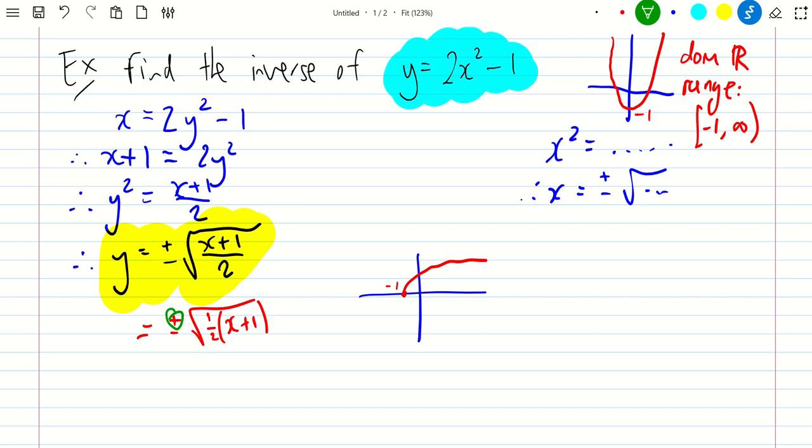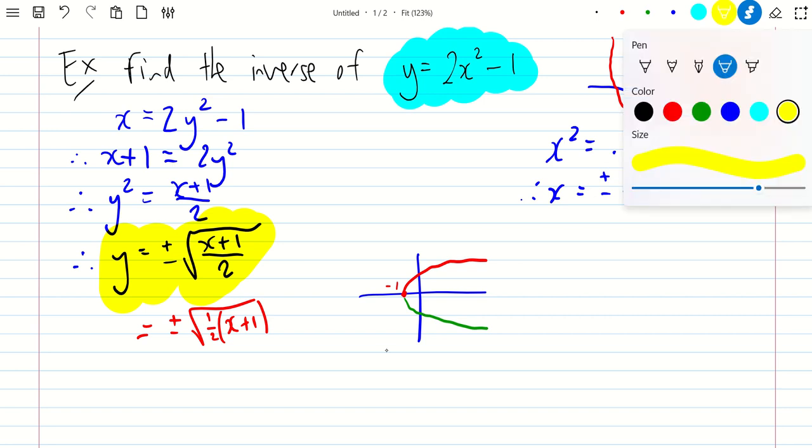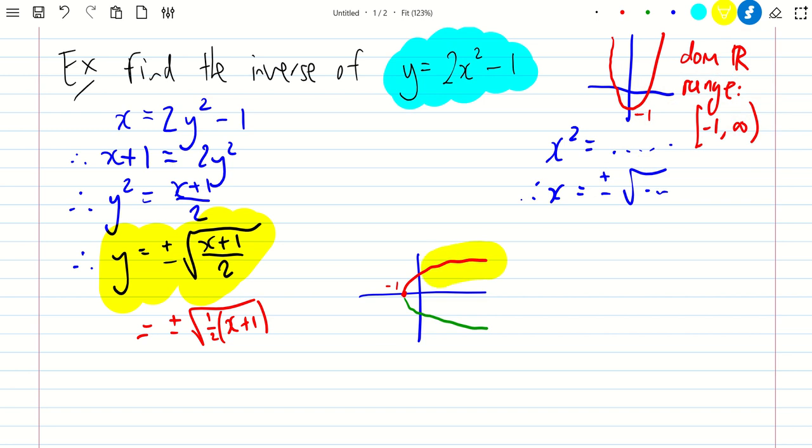Because it says plus and minus, we need to do the other half of it as well. And I'll just do it in green just to show you. The negative part of it is exactly the same as that, but it's reflected in the x-axis. And what it looks like is the other part of it here. So that whole thing there is the inverse of that original function.